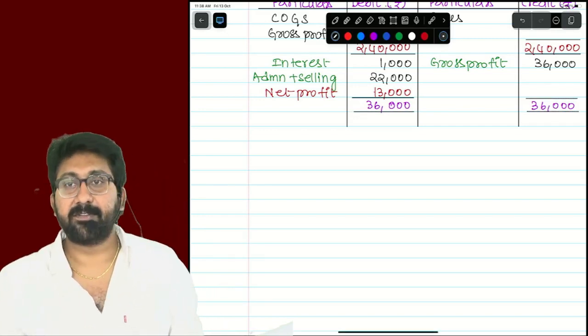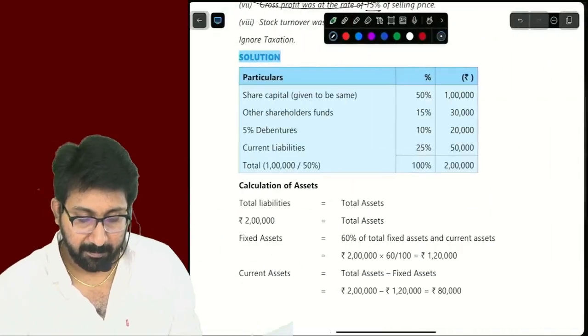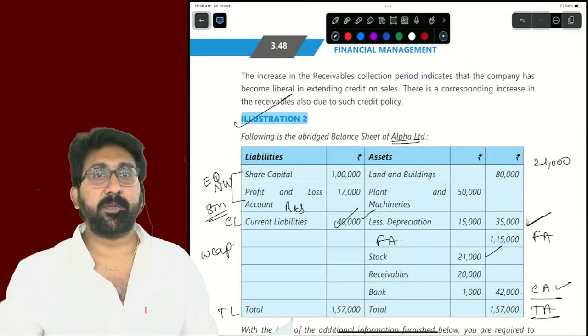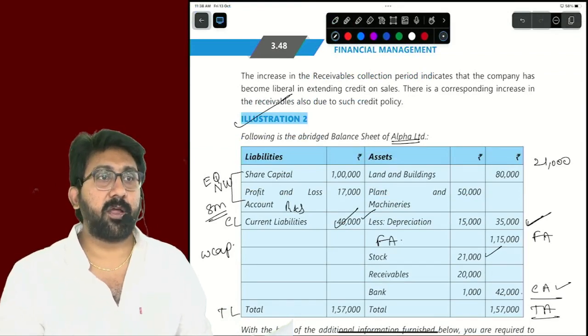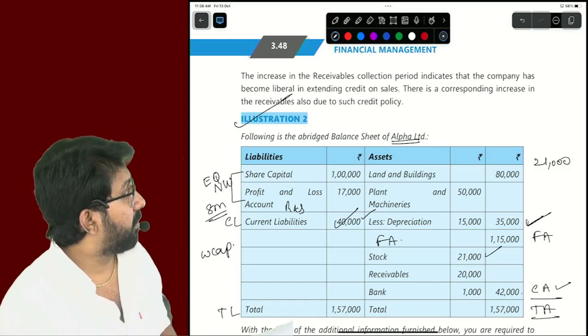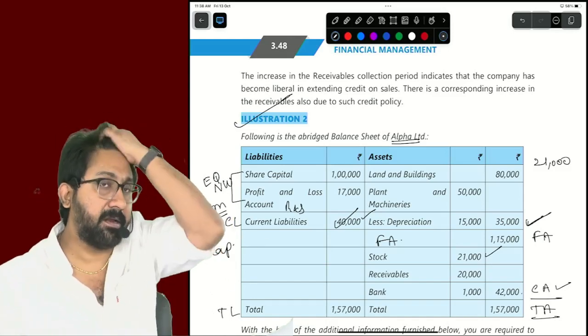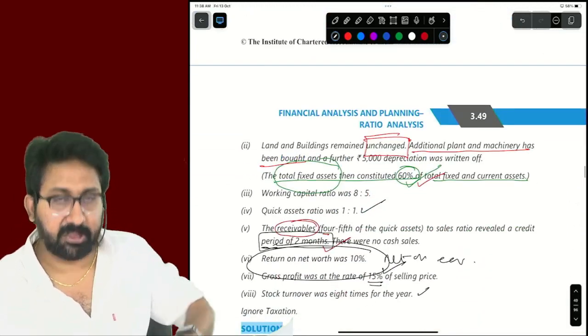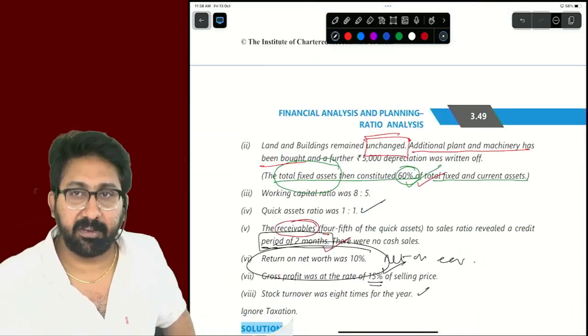With this, we calculated the complete problem number 2. Illustration 2 has been completed. This is how you have to solve point by point and try to get the answers done. One by one, if you do, mistakes will not happen. See the answer now. Without seeing even a single answer, we have done everything now.